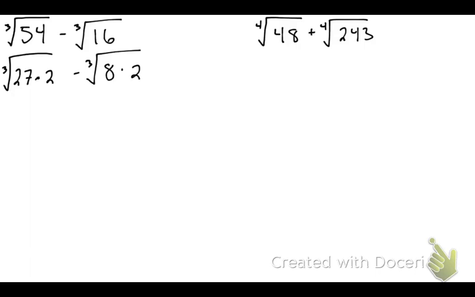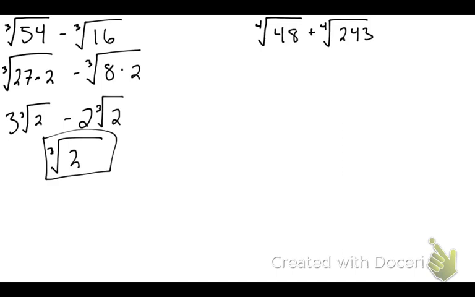Our first one simplifies into 3 from the cube root of 27 times the cube root of 2 minus, well, the cube root of 8 is 2, so it would be 2 cube root of the 2 that's still left. And now that they're like terms, when we subtract these, all we get is 1 cube root of 2 when we're done.